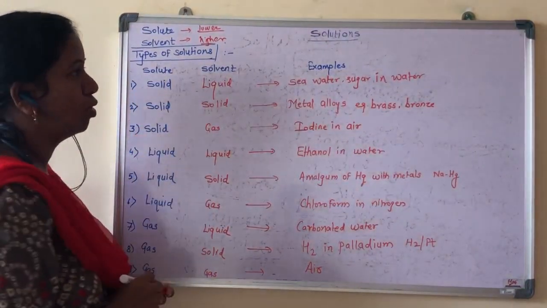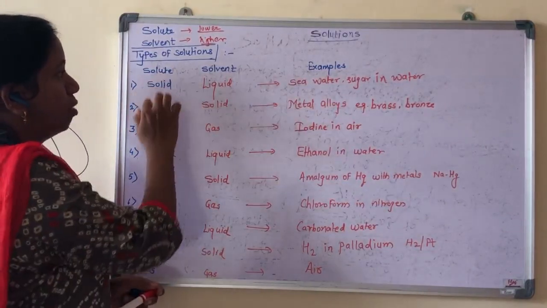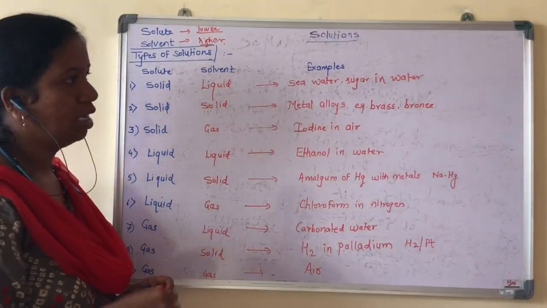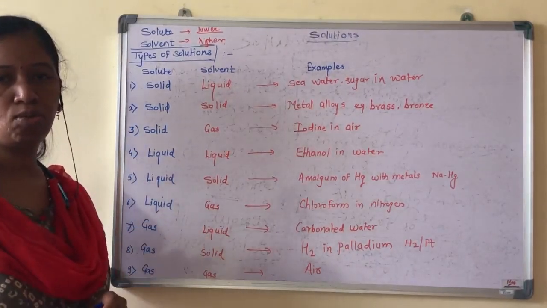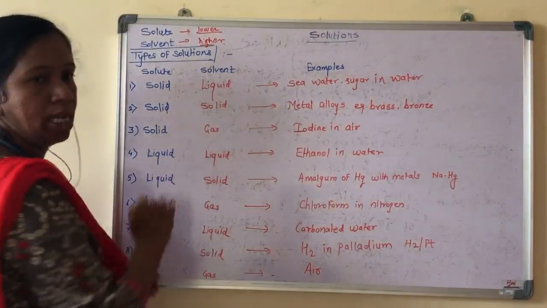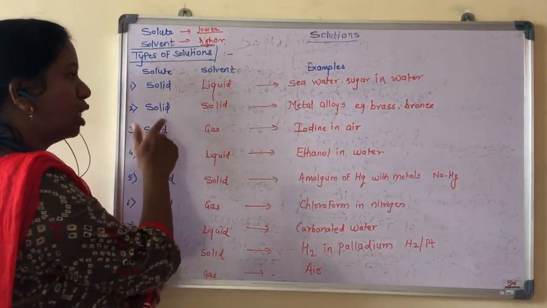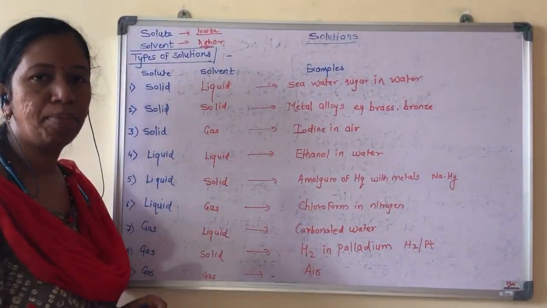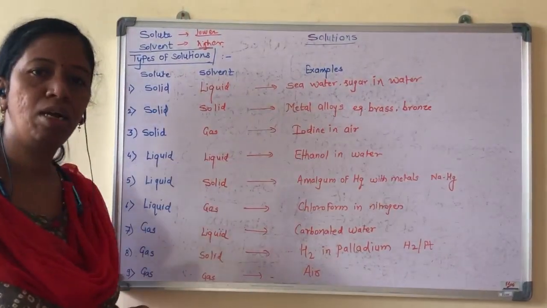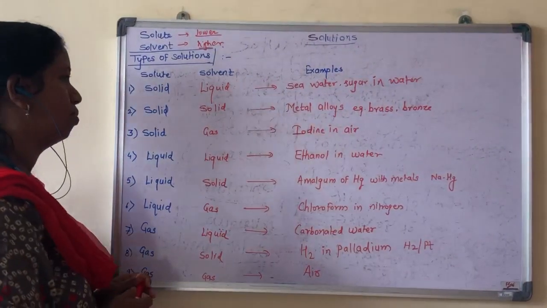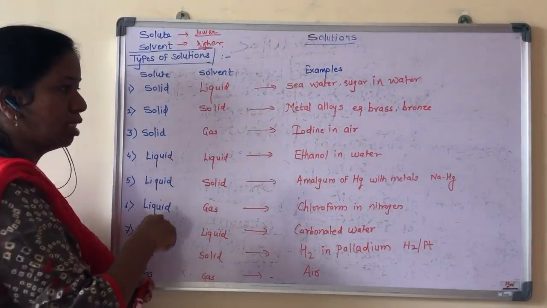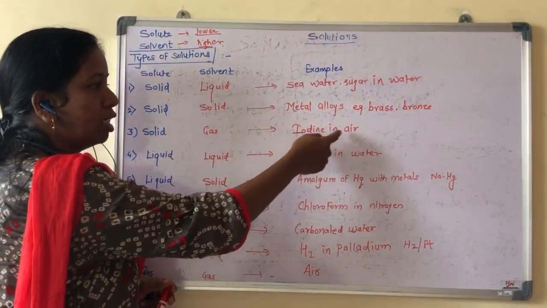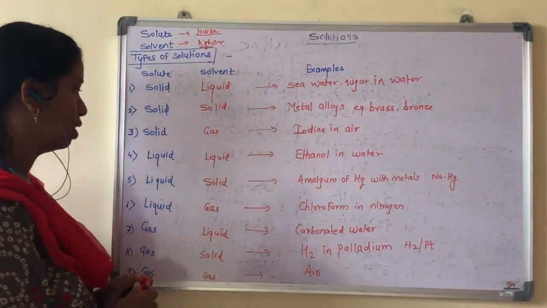Firstly, let's see examples by the state of the solute. A solid in a liquid: the example is seawater, and sugar. If we take sugar in water, it dissolves, so liquid is used as the solvent. If the solute is solid and the solvent is also solid, the example is metal alloys, such as brass and bronze. Solid in a gas: the solute is in a solid state, like iodine, and the air is in a gaseous state.